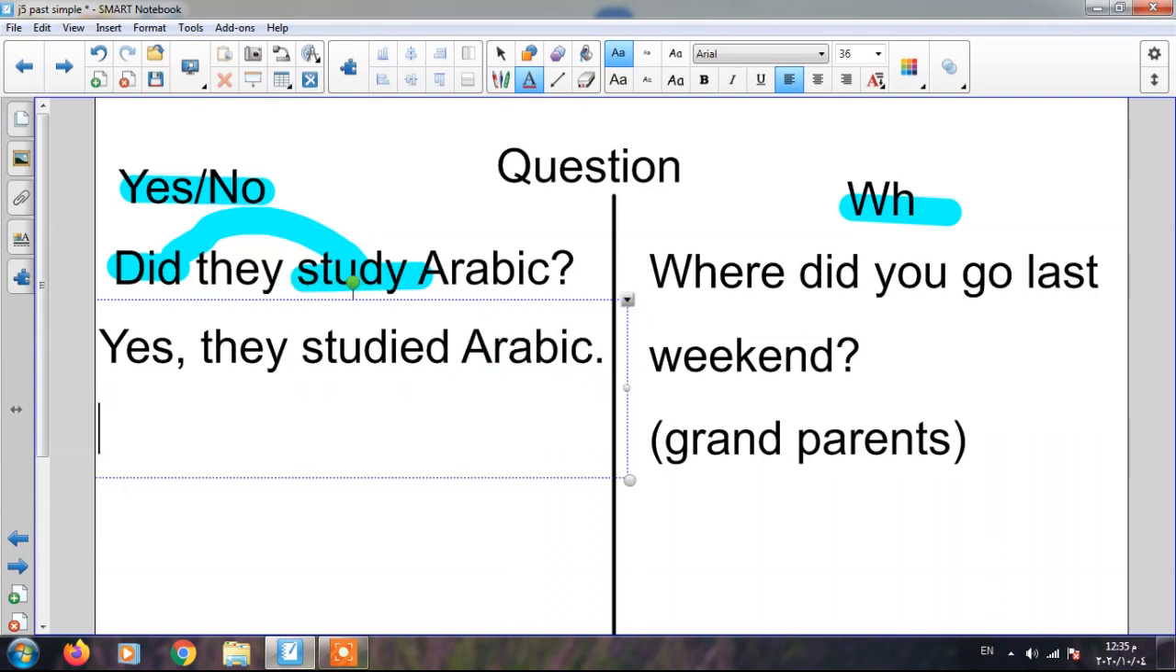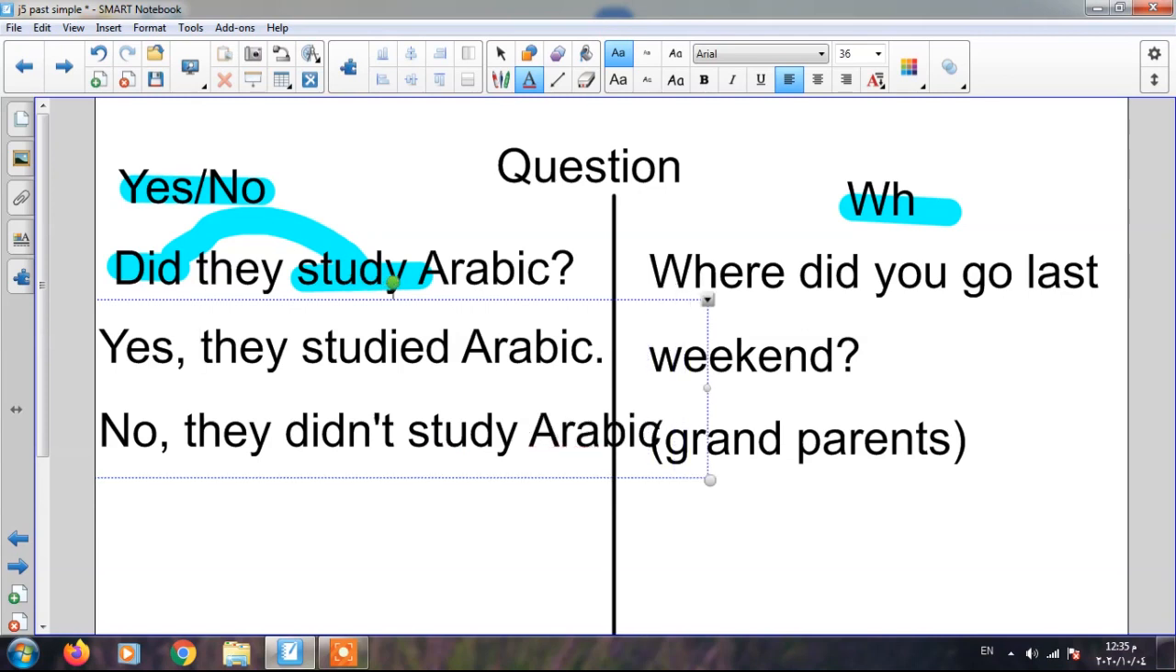Okay, I want to answer with no now. No means negative, so I have to use didn't. That's correct. So no, they didn't. Now after didn't, I put the infinitive. So no, they didn't study Arabic. And put a full stop. Okay, so this was for yes and no questions.